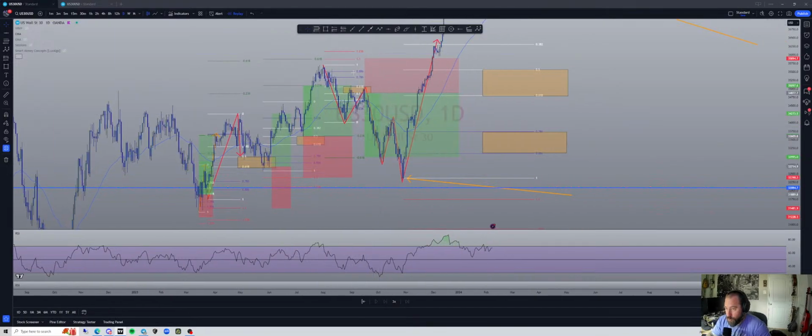Okay. Maybe there's one more push. So this is now the new swing high, and we draw it down to the new low, which is right here. And guess what, guys? Where's the 61.8 and the 50 zone? Okay, right there.